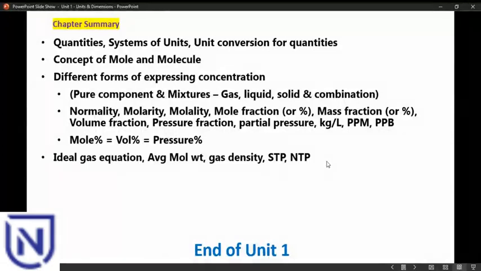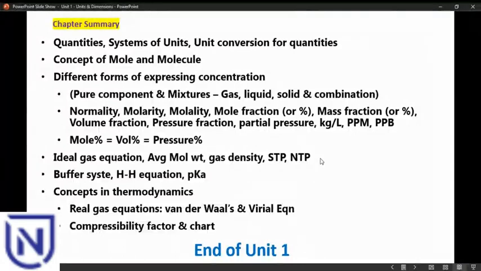We have used the ideal gas equation to calculate the different conditions of pressure, volume, and temperature. We have used that to calculate average molecular weight. We have seen gas density calculation, and we know STP and NTP, standard temperature and pressure, normal temperature and pressure. Then the buffer system, where we used the Henderson-Hasselbalch equation. We have calculated pKa and seen different types of buffers. In thermodynamics, we have seen the real gas equation. We used the van der Waals equation and the virial equation. We know how to calculate the compressibility factor or calculate the volume.